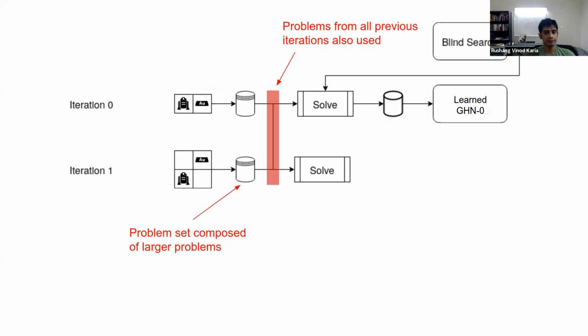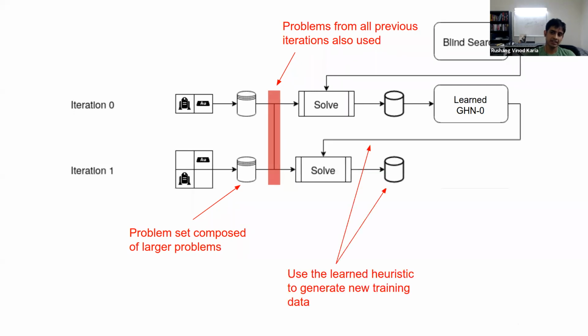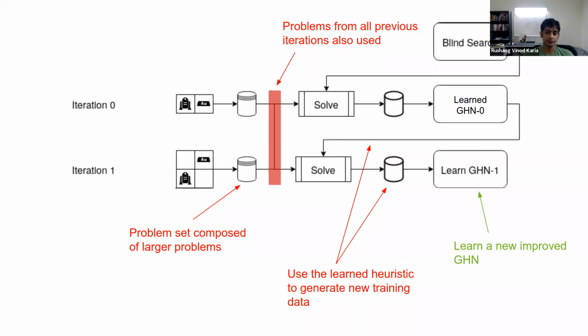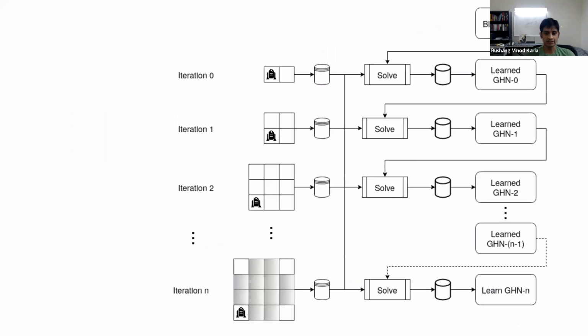So for the next iteration, we use the problem generator to generate slightly larger problems than that of iteration one. Now, for these slightly larger problems, blind search might be infeasible. However, we learned a generalized heuristic network in the previous iteration, which has some generalization capabilities. And we can use that to solve these relatively quickly and generate new training data. And using this new training data, we can learn a new improved GHN. So the next generation of GHNs has better generalization capabilities than the previous generation. In this way, we can continue doing this until we reach a desired level of generalizability.